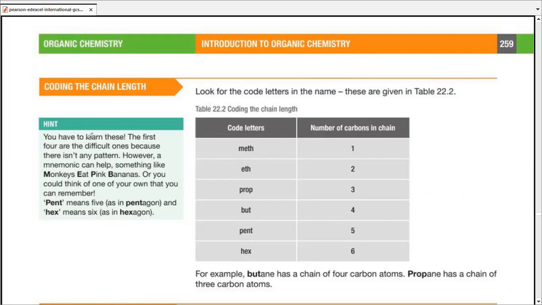So what does that mean? We can help with mnemonics. For students, mnemonics sometimes are really helpful. They help them remember. So: monkeys eat pink bananas. It's a way to remember meth, eth, prop, and but, 1, 2, 3, and 4. Pent means 5, hex means 6, so they are very easy. You can also remember them from pentagons and hexagons, the shapes in mathematics. A pentagon has 5 corners and a hexagon has 6 corners. Those shapes got their names because of these words. All right, so moving on.